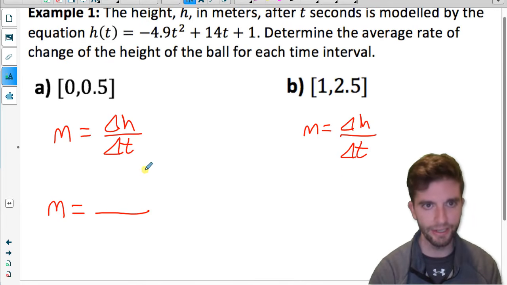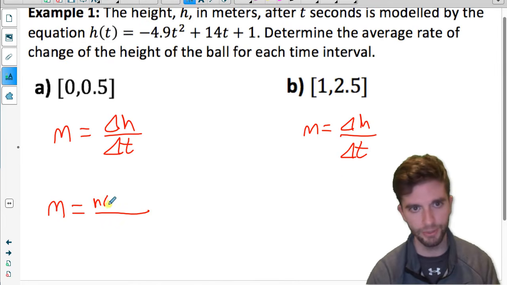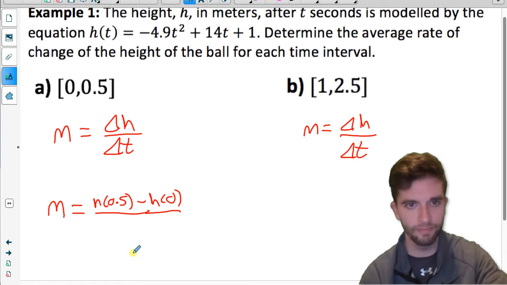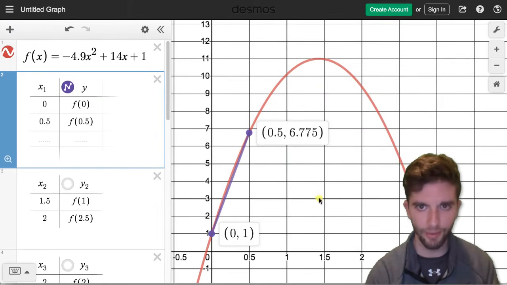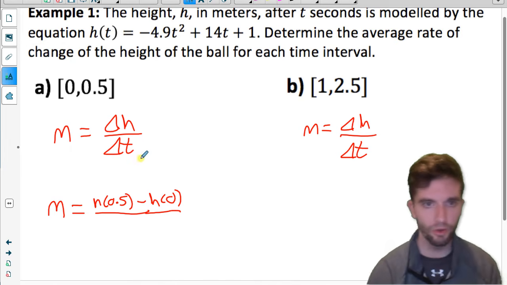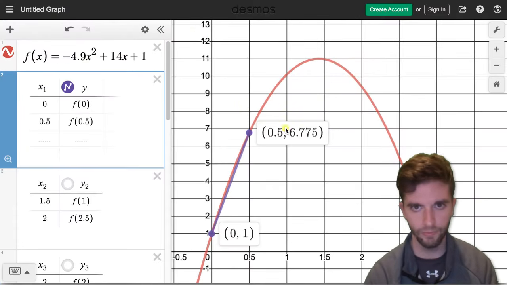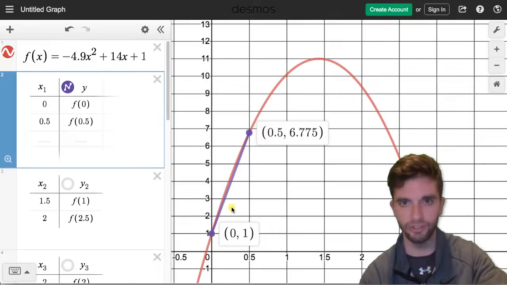So let me just add in an intermediate step. I'm doing the height when time is 0.5 minus the height when time is 0. When I did it in that order, what I did was the y coordinate here minus the y coordinate here. So I'm making this my second point, and this is my first point. So when I do the difference in the time values, I have to make sure I follow that same order. So I have to do the second time value, 0.5, minus the first time value of 0.